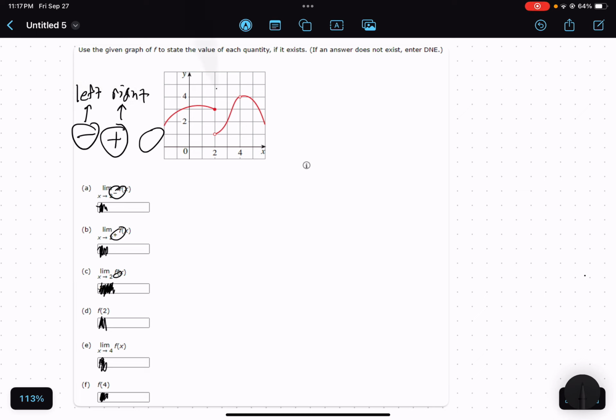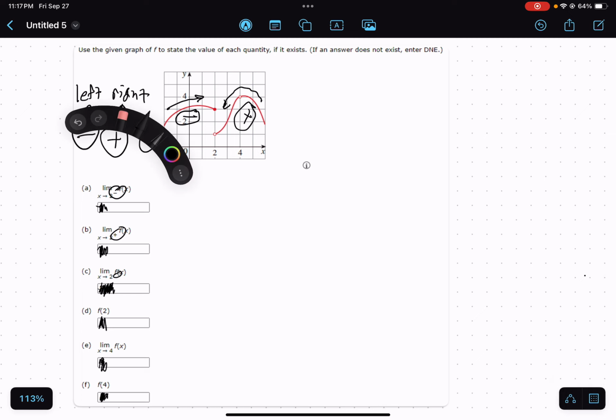Now when you take a look at this overall, these two lines, you'll notice that one of them is approaching from the left and one of them is approaching from the right. This is going to be the positive limit and this is going to be the negative limit. And we'll get to what this open circle means later.